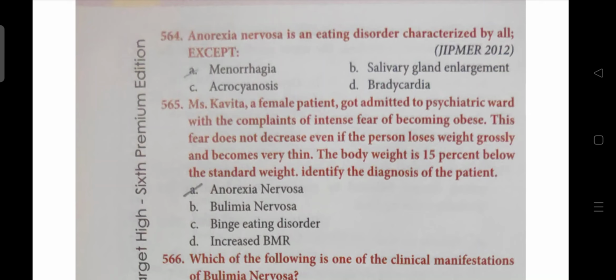This fear does not decrease even if the person loses weight grossly and becomes very thin. The body weight is 15% below the standard weight. Identify the diagnosis of the patient. Option A হবে anorexia nervosa.